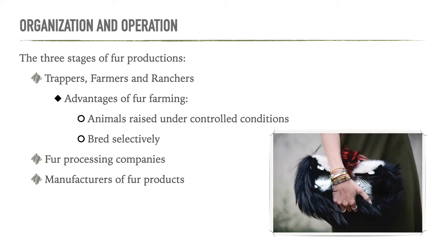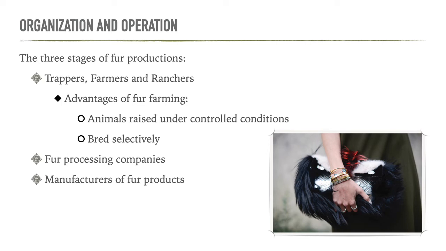Organization and operation. The 3 stages of fur production: trappers, farmers, and ranchers, fur processing companies, and manufacturers of fur products. Pelts, which is the skin of a fur-bearing animal, are produced by trappers, farmers, and ranchers. It is then sold at auctions.